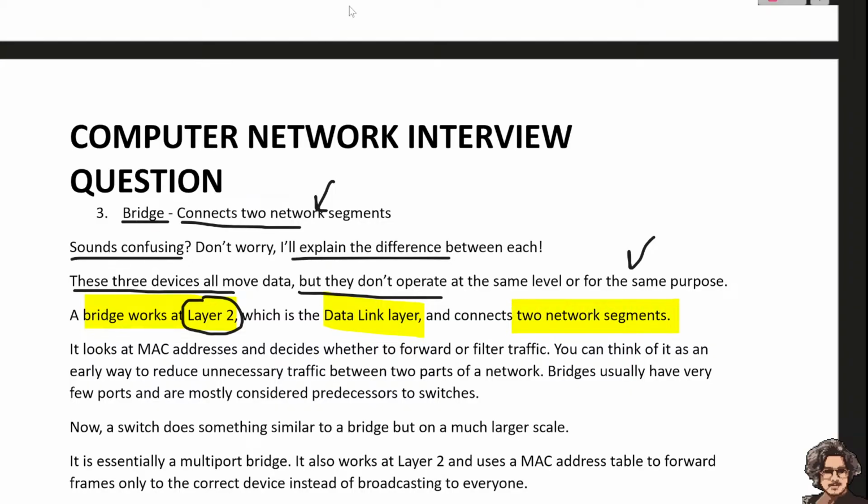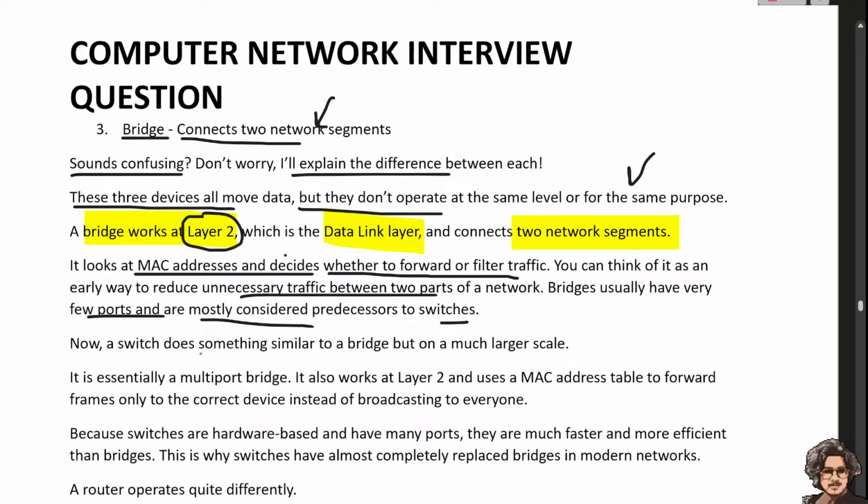It looks at the MAC address of the device to decide whether to forward or filter traffic. You can think of it as an early way to reduce unnecessary traffic between two ports. A bridge usually has very few ports and is mostly considered a predecessor of the switch.